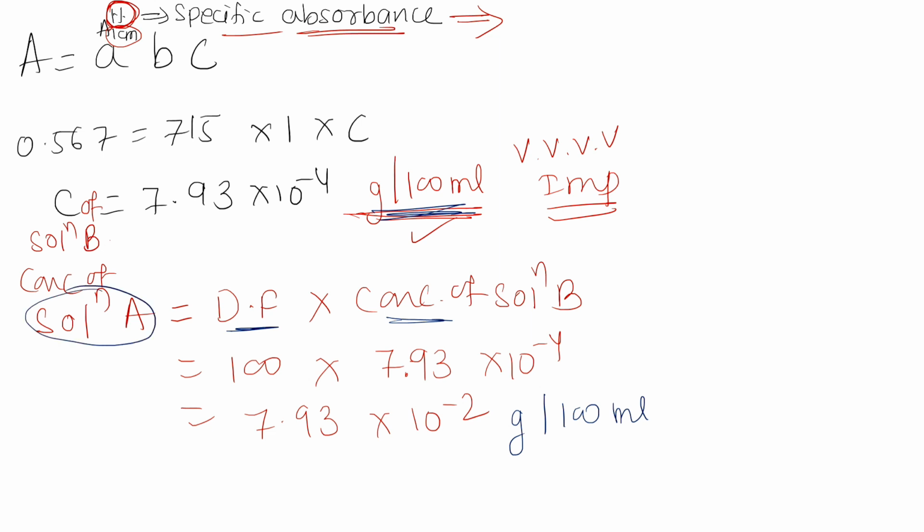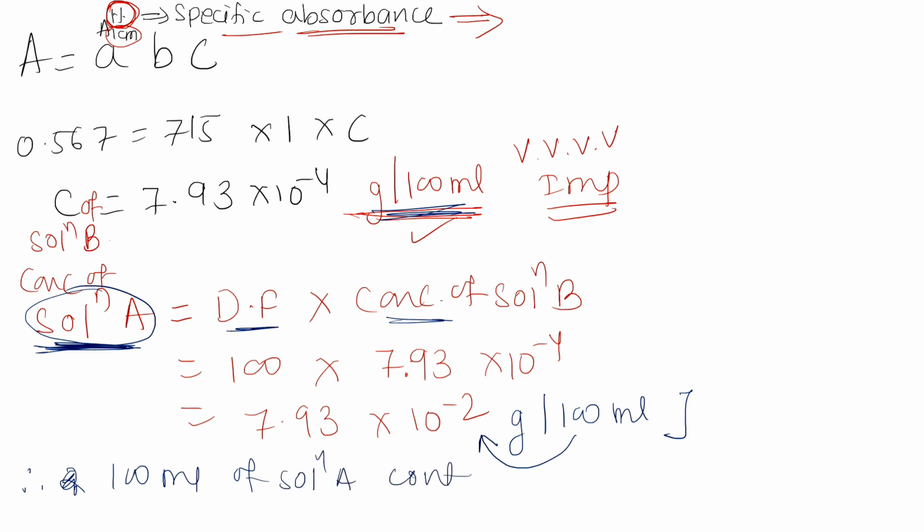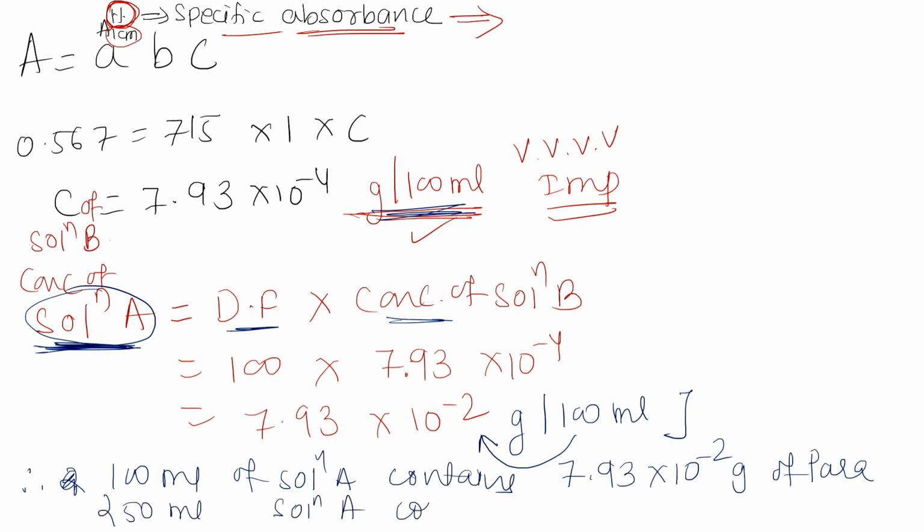So if you see the dilution flow which I have written there, the total volume of solution A was 250 ml. So this means what? This means 100 ml of solution A contains 7.93 into 10 raised to minus 2 grams of paracetamol, right? So total 250 ml solution A contains how much, let us say, y grams of paracetamol? So this is just the cross multiplication. Rest of the calculation I will do here.